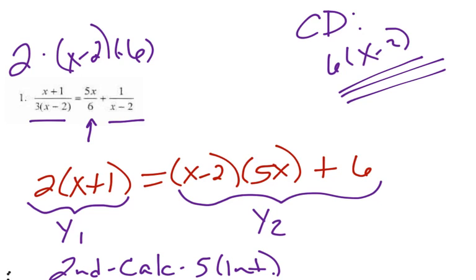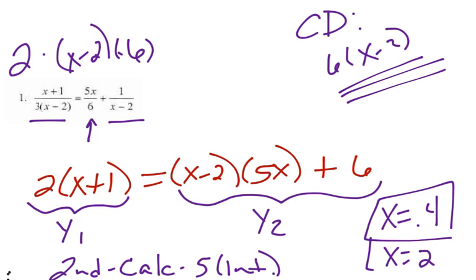The x value is 0.4, so x equals 0.4 is one of my answers. Now I've got to do the whole process again to find where they cross on the right side and get the other answer. So second Calc 5, use your right arrow and get the cursor over by the other intersection. Enter, enter, enter, and x equals 2 is the other solution.